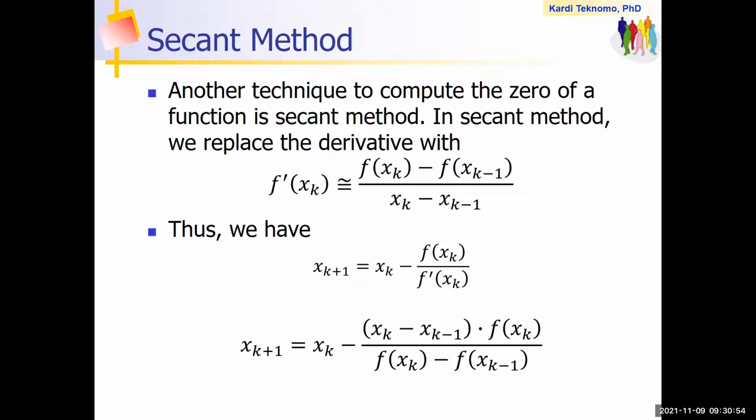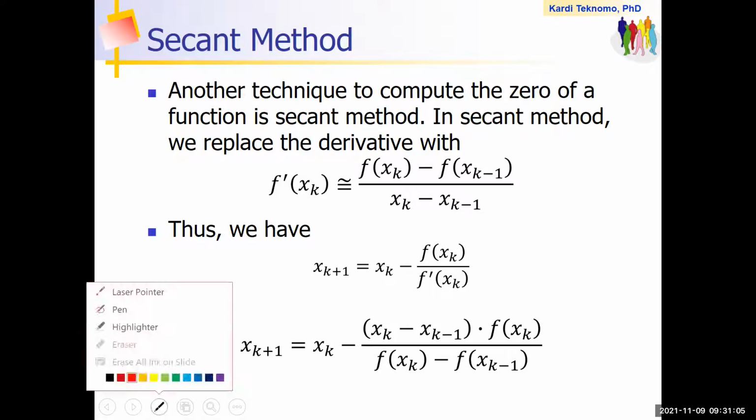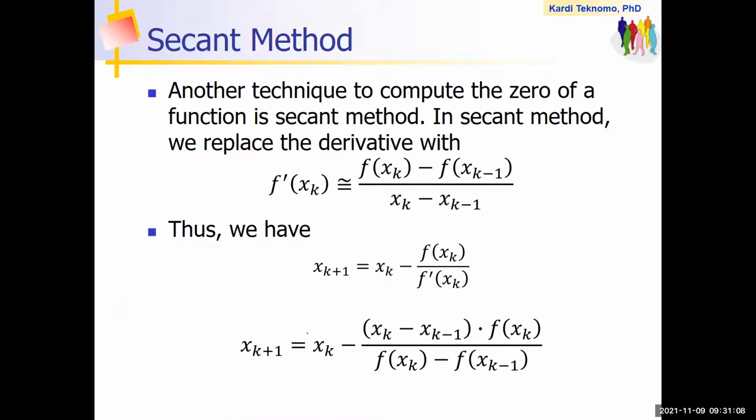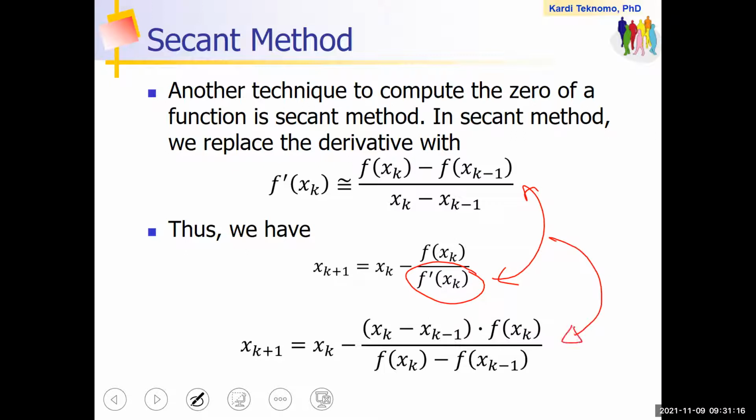So then the result is something like this at the bottom. Can you see it? If you input this f prime x with this one, then you will get exactly this formula, isn't it? Because you divide, then the denominator here will go up, and this one will go down. Exactly. So this is the formula that you will use.